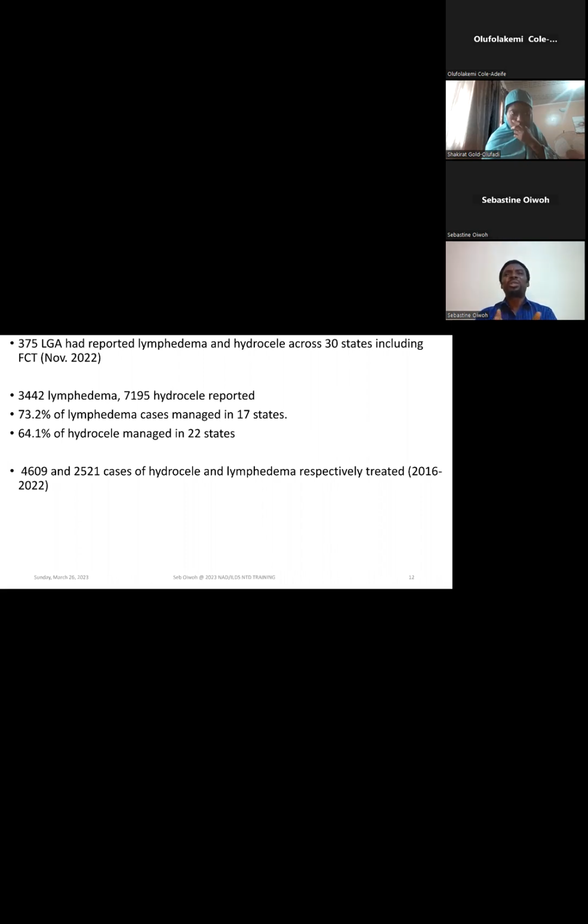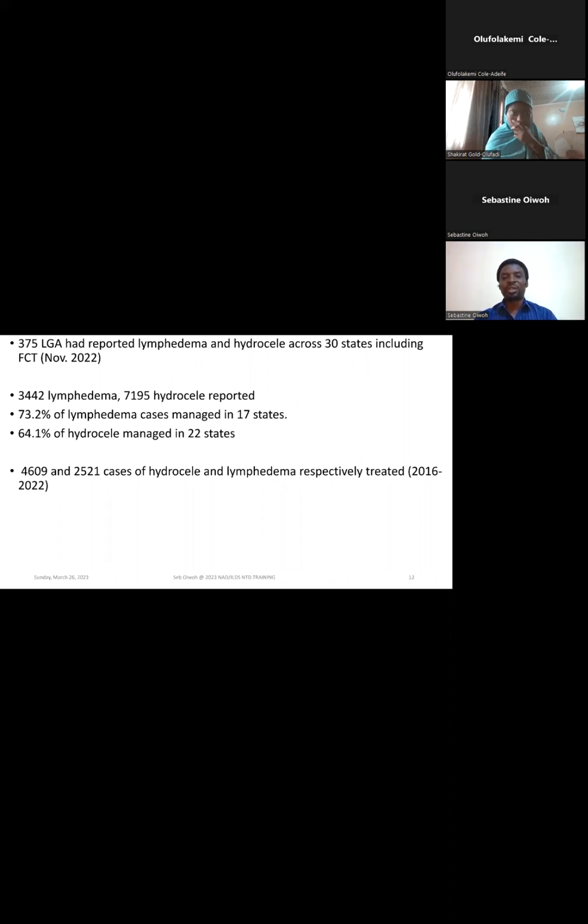And two major presentations are visible, of course, because we do know that lymphatic filariasis oftentimes is usually asymptomatic. By the time we start seeing limb swelling, then of course we may be inching close to the chronic form of the disease. And so the two common causes of concern are lymphedema and hydrocele. And so over 3,000 lymphedema and over 7,000 hydrocele cases have been reported in Nigeria. Out of which 72% of lymphedema cases have been managed in 17 states, and 64.1% of hydrocele managed in 22 states.